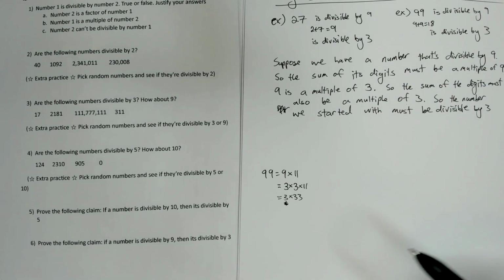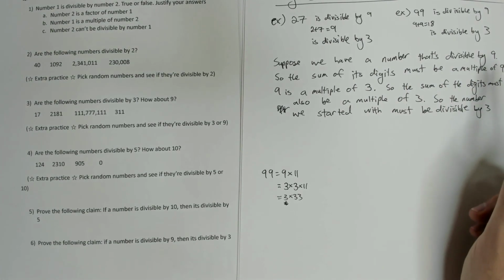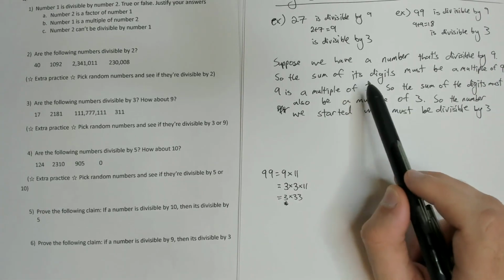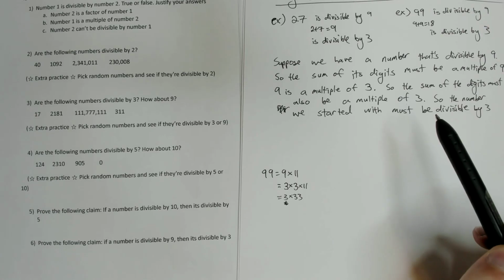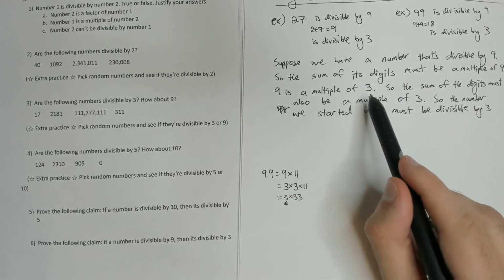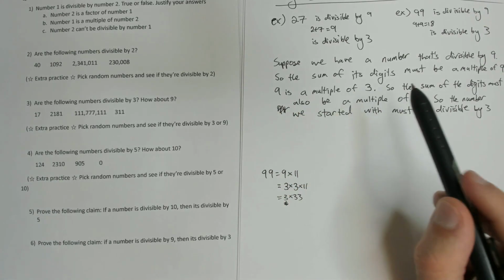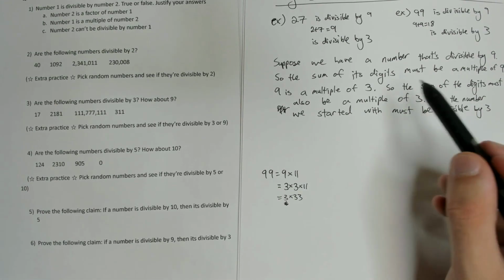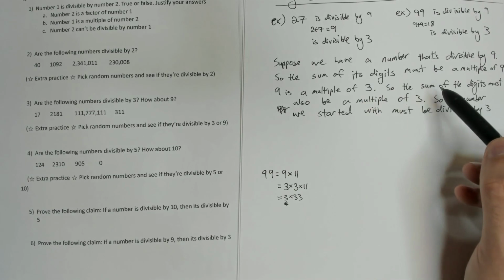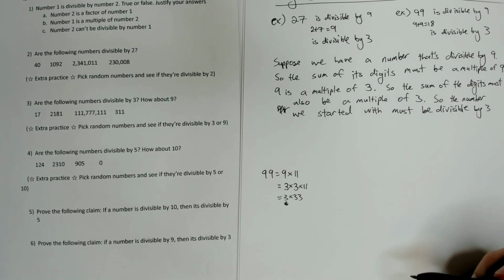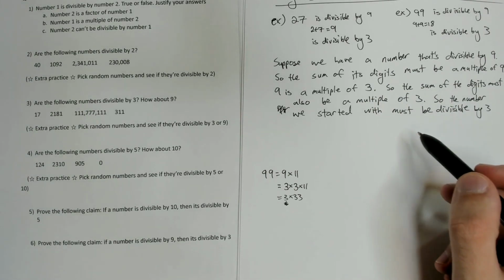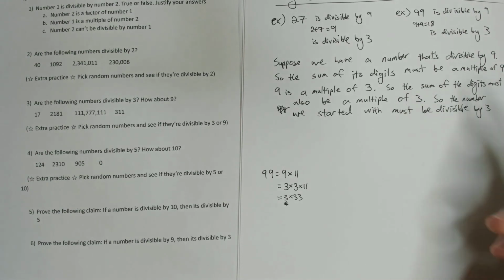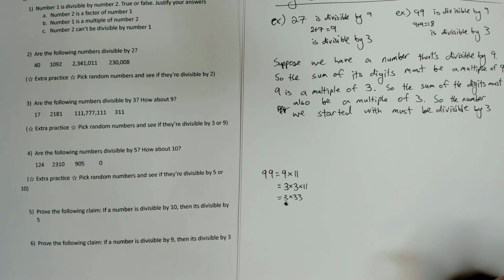All right, so just to recap, we took a number that's divisible by 9, and the rule tells us that the sum of its digits had to be a multiple of 9. But we know that 9 is a multiple of 3, right? 9 is 3 times 3. That means the sum of the digits must also be a multiple of 3. They're a multiple of 9, which is a multiple of 3, so the sum of the digits is also a multiple of 3. So the number we started with must be divisible by 3, because the sum of the digits being a multiple of 3 is exactly the divisibility rule for 3.